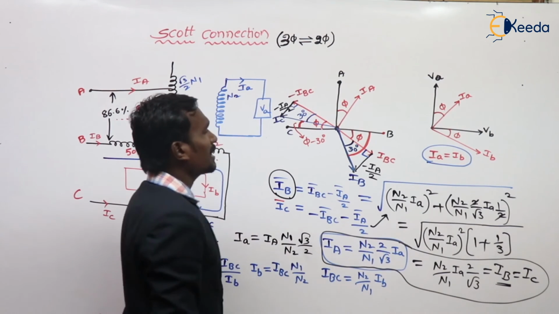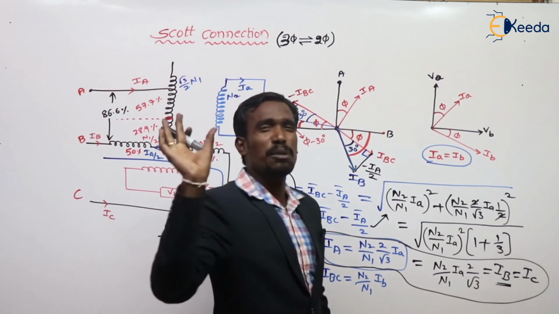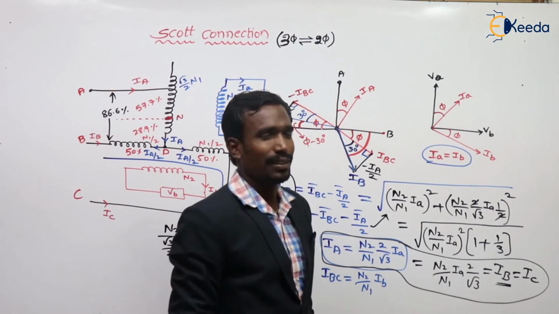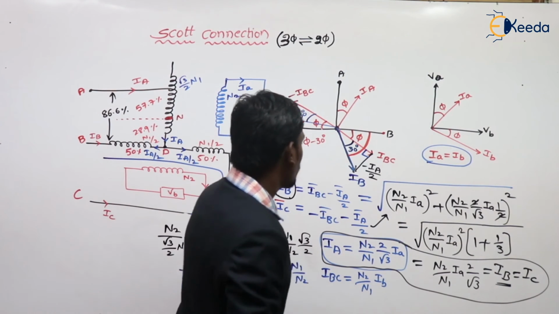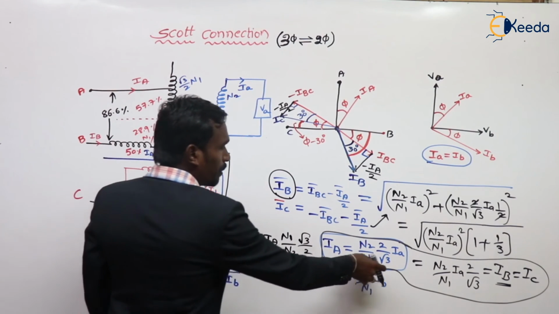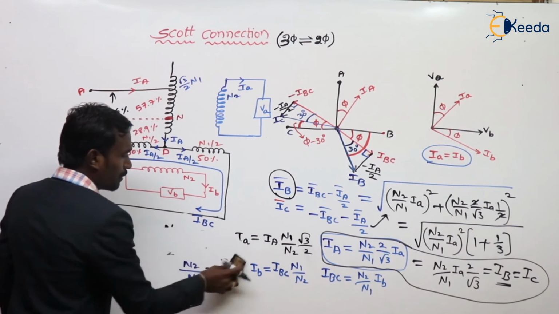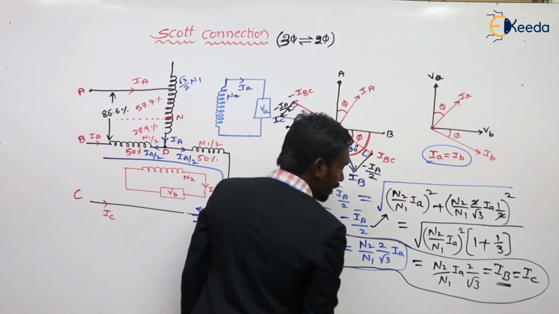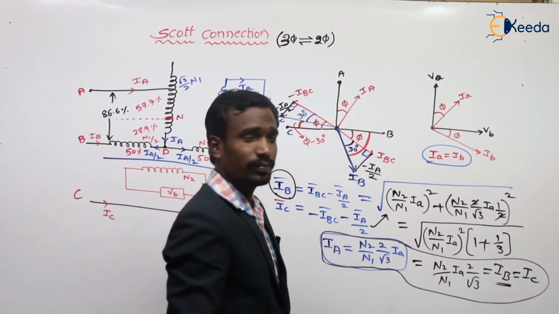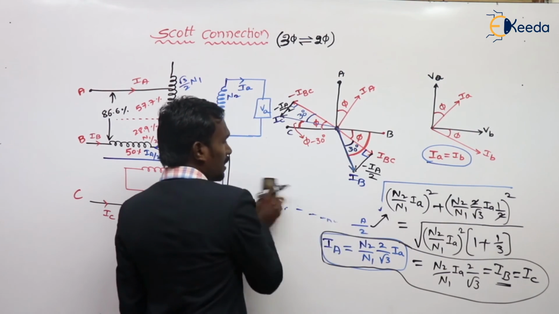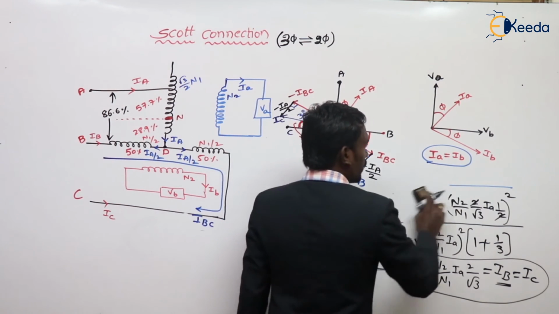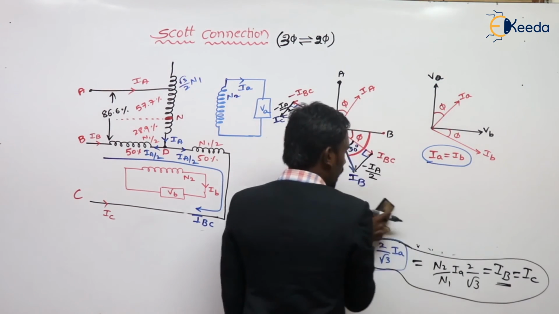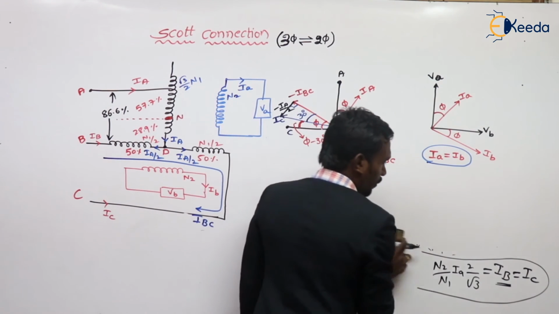Now, let's draw the vector diagram for unity power factor. Only one vector diagram. For unity power factor, you should remember these things. If you remember IA, you can remember IB and IC, because all are same. So, let's draw the vector diagram for the load operating at unity power factor.